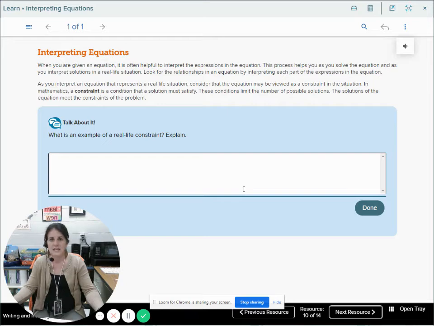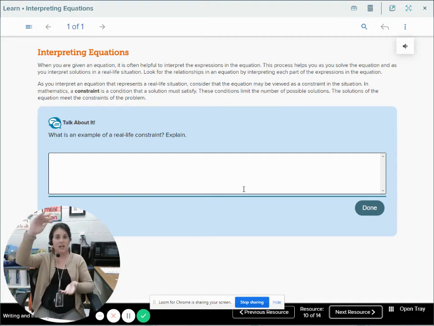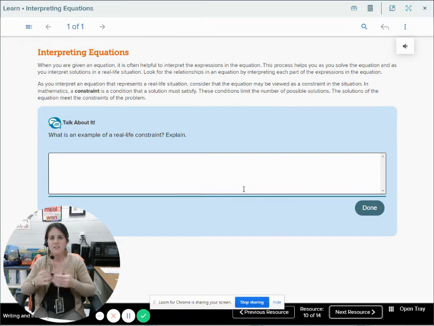Well, again, is it ever going to be a negative value? No. If I'm looking at the relationship of the height of the ball in comparison to how much time has passed, the height of the ball could never be negative. The time could never be negative because we're talking about a real world situation here.